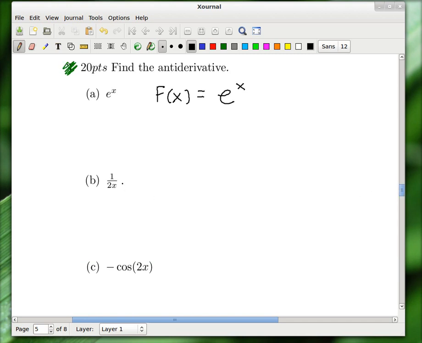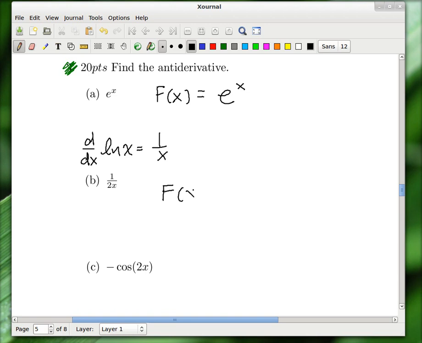Alright, so what is the antiderivative of 1 over 2x? So this should make you think of the fact that the derivative of natural log of x is 1 over x. Okay, but so that's kind of a natural guess. The problem is that there's this irritating 2 here. But that's so easy to fix.